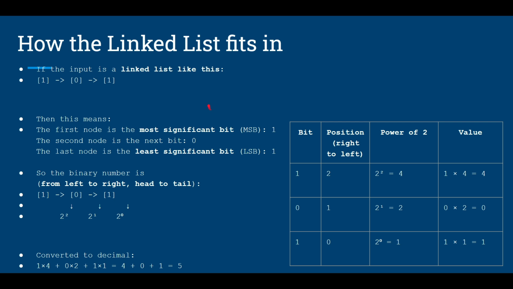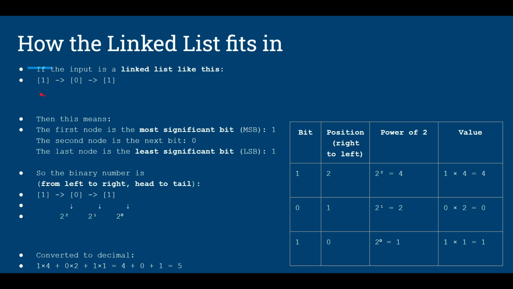So how does the linked list fit in this? If we are talking about the given linked list, we can say a singly linked list. If the input is a linked list like 1 0 1, then this means the first node is the most significant bit, that is 1, and the second node is the next bit, that is 0, and the last node is the least significant bit, that is 1. So the binary number is read from left to right.